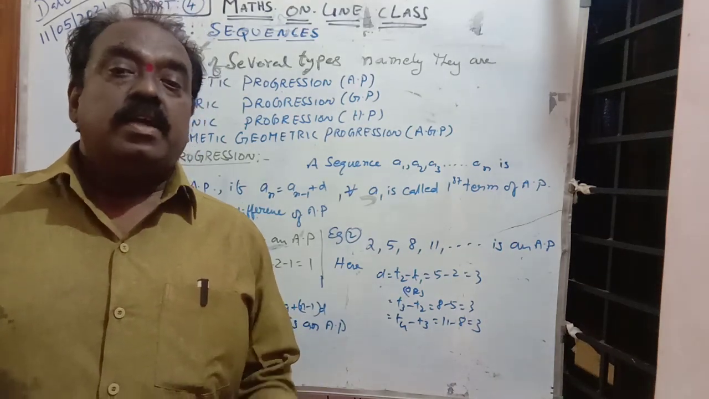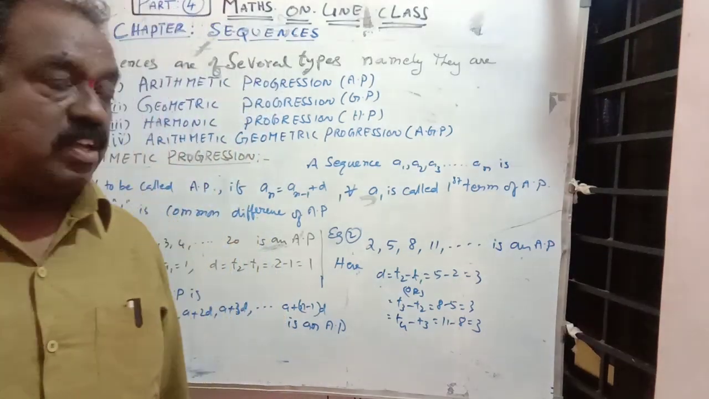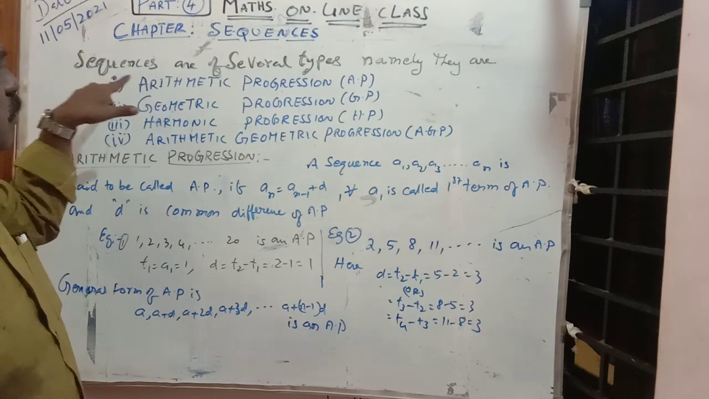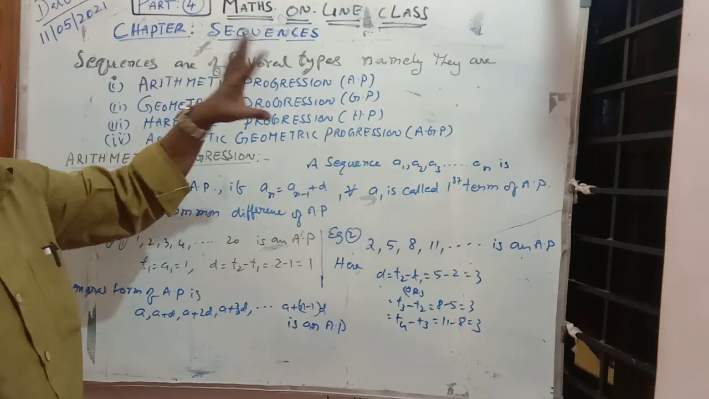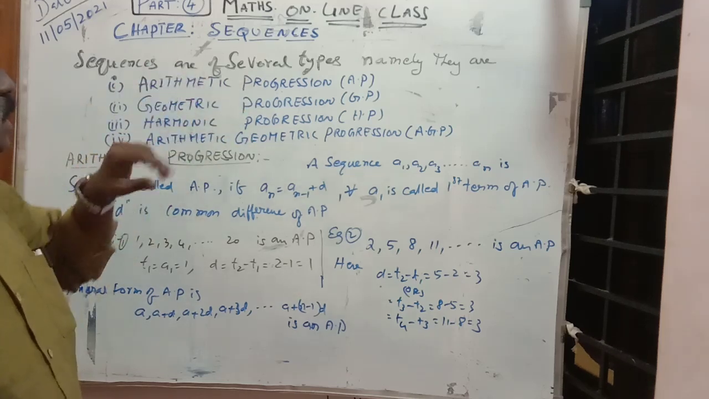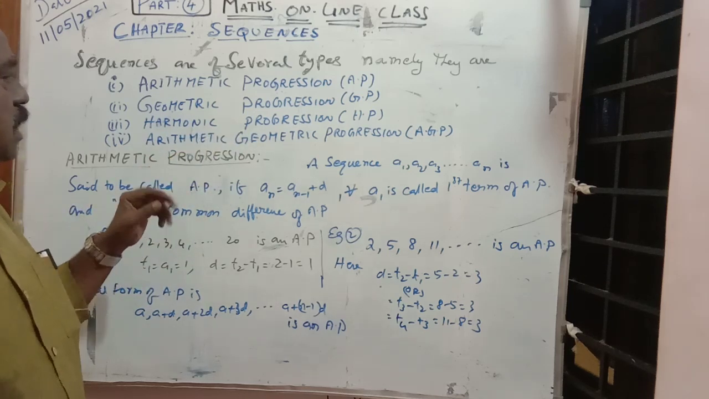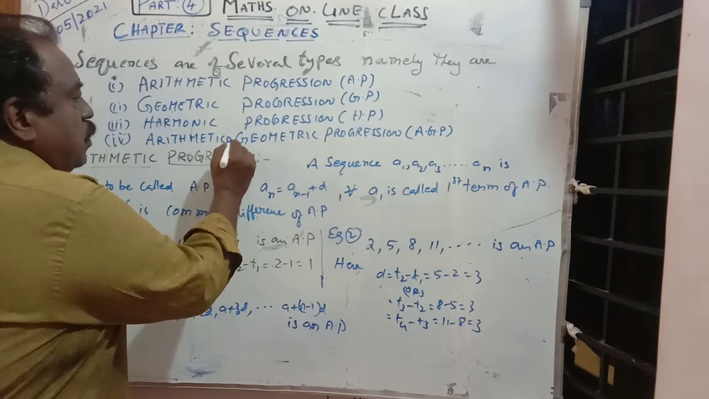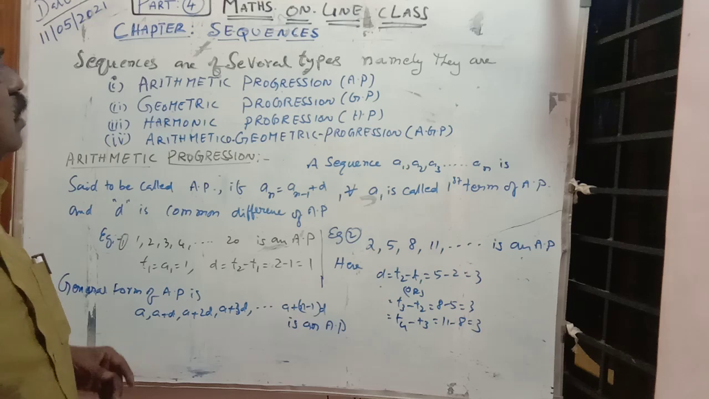Here we have to know some definitions. Sequences are of several types. Some types are called arithmetic progression, geometrical progression, harmonic progression, and arithmetico-geometrical progression, AGP.